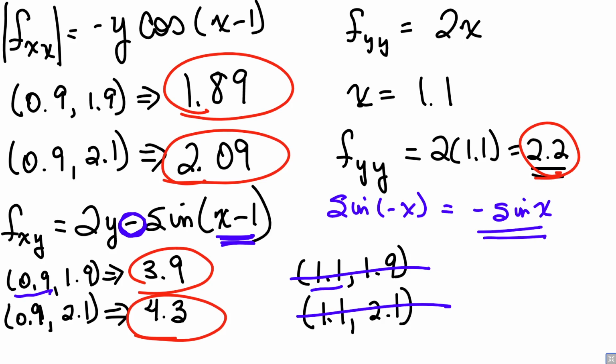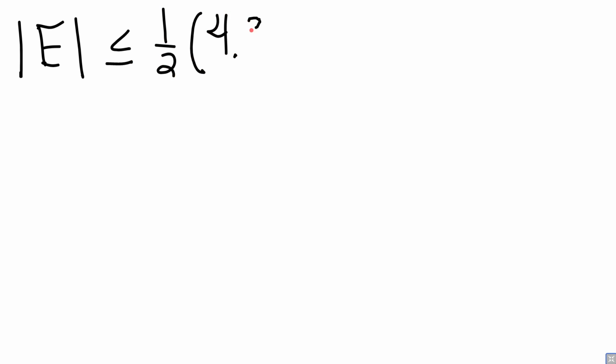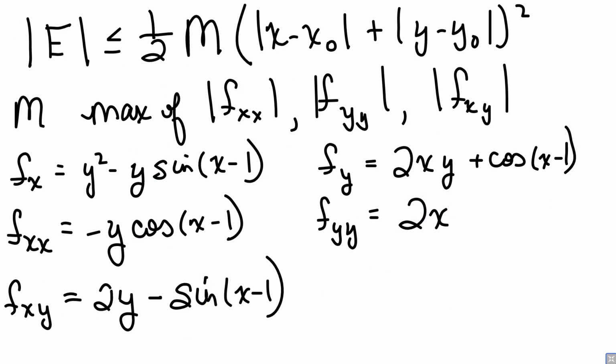So when I fill that in, the absolute value of the error is going to be less than or equal to 1/2. For m, I'm going to use 4.3, times. Now, notice that in the formula, I've got the absolute value of x minus x sub 0, and then the absolute value of y minus y sub 0. What is the largest that the absolute value of x minus x sub 0 can be?